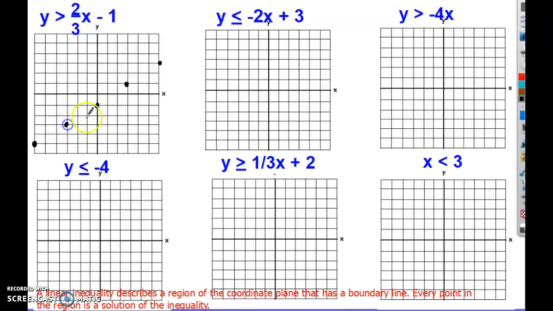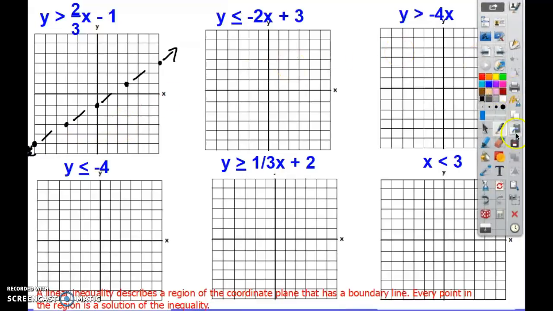Okay, so now ask ourselves, what kind of line should I have? Well, it's not equal to, so it's a dashed line. Little arrow right there. And then where should I shade?